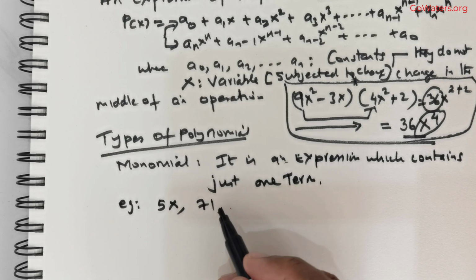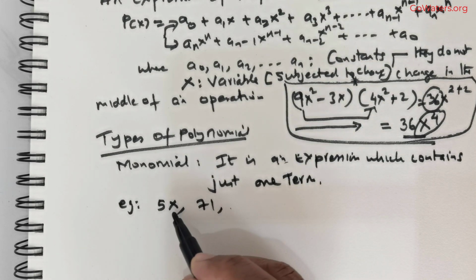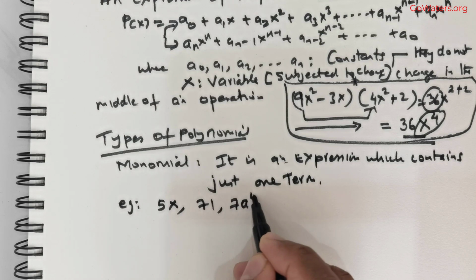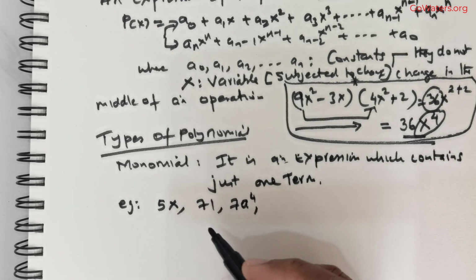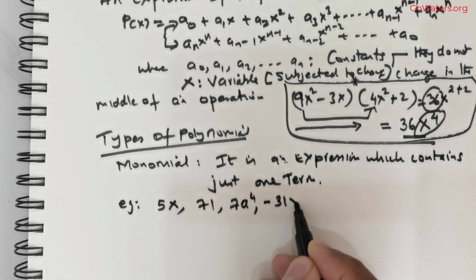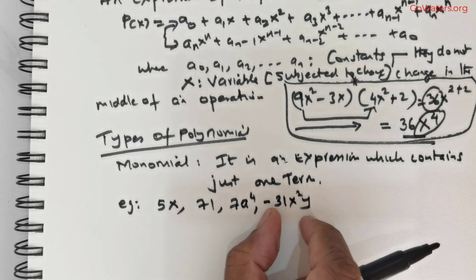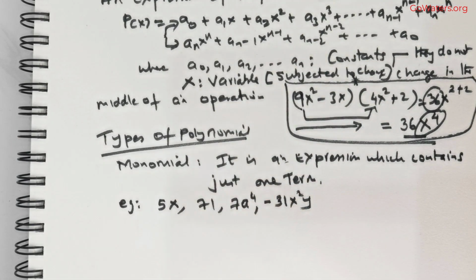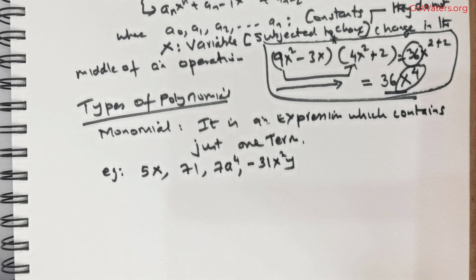It is not necessary that the variable you see should always be x. You can also give 7a to the power of 4. This is also a monomial. This is also a monomial: negative 31x squared y. The term occurs just like that, a single term. That is important for you to understand what a monomial is.